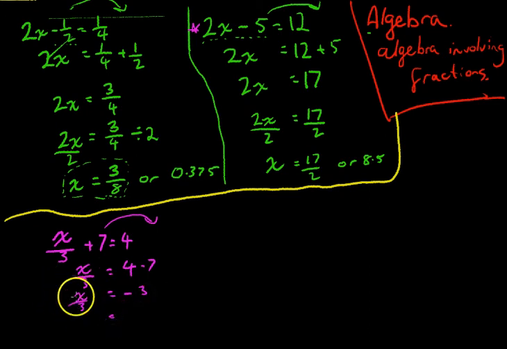Now this is the last step. If this is x divided by 3, and we need to get x by itself, we need to get rid of the divide by 3. And the opposite of divide by 3 is times by 3. So we times both sides by 3. Now they cancel out, and you're left with an x on the left-hand side, and negative 3 times 3 gives us negative 9.